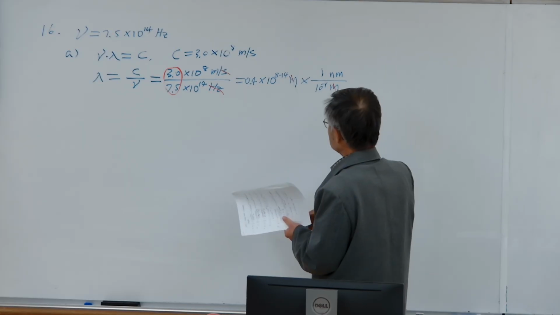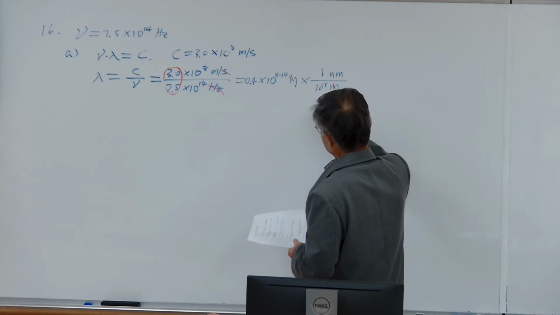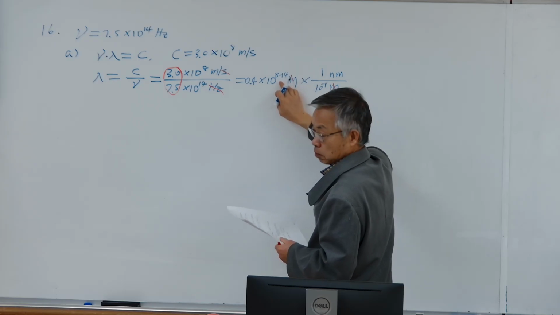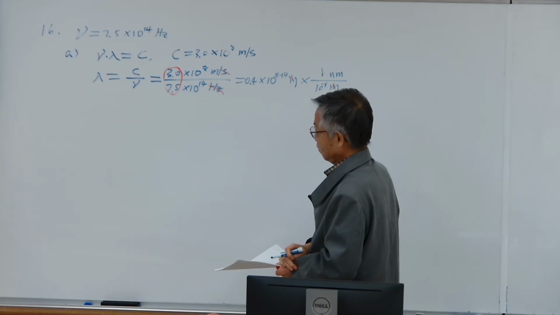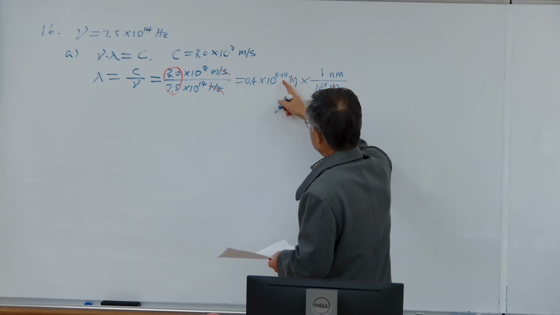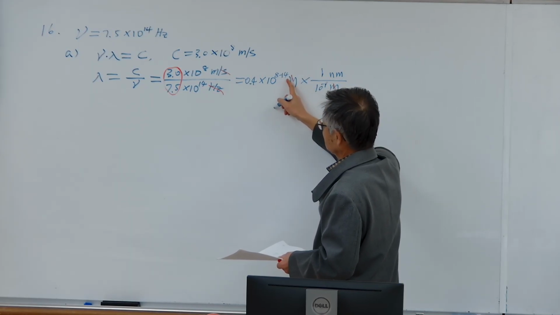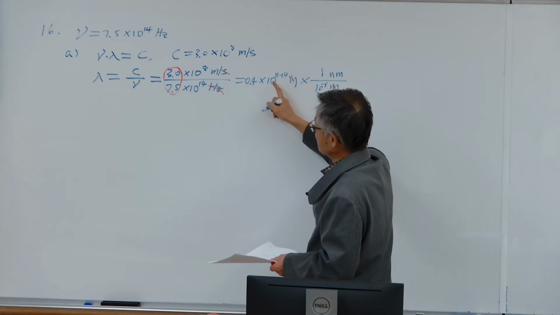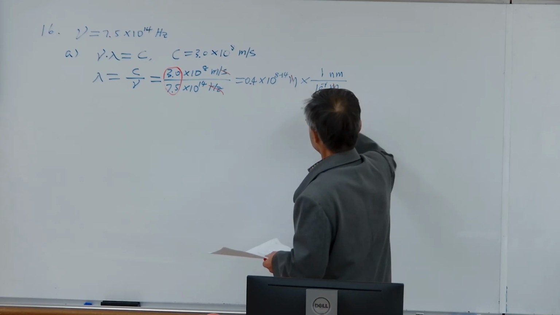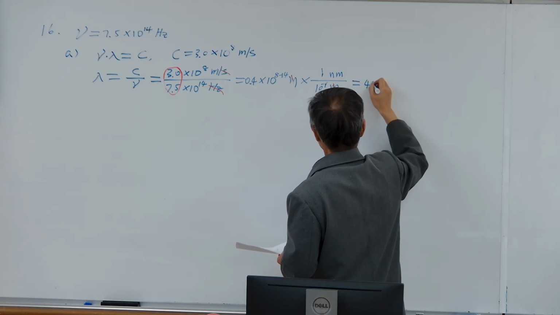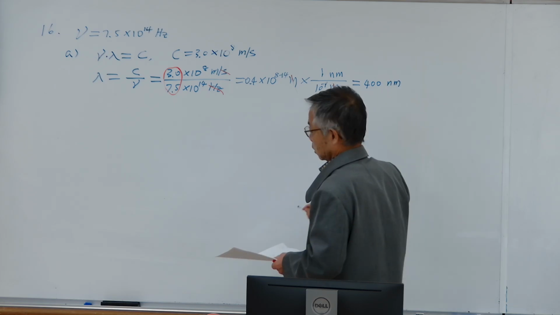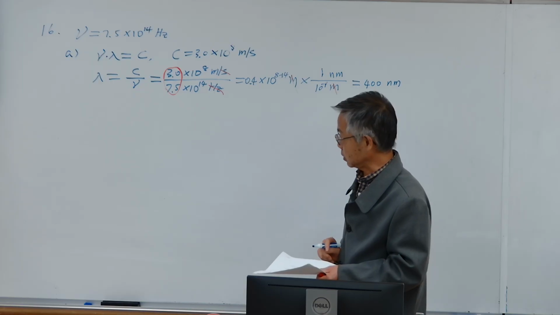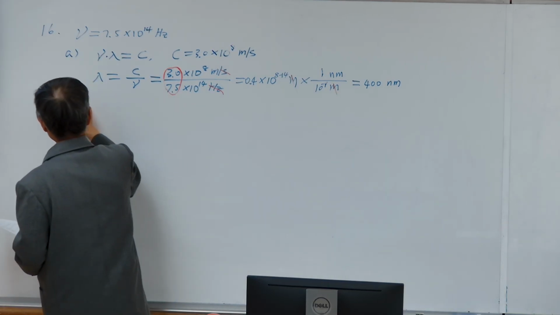Right. So now divide by 10 to the negative 9. So the exponent becomes minus negative 9, which is plus 9. Plus 9 added to here, total will be 10 to the 3rd power. 10 to the 3rd power, you can move the decimal 3 places, becomes 400 nanometers. Okay, this is A. B.